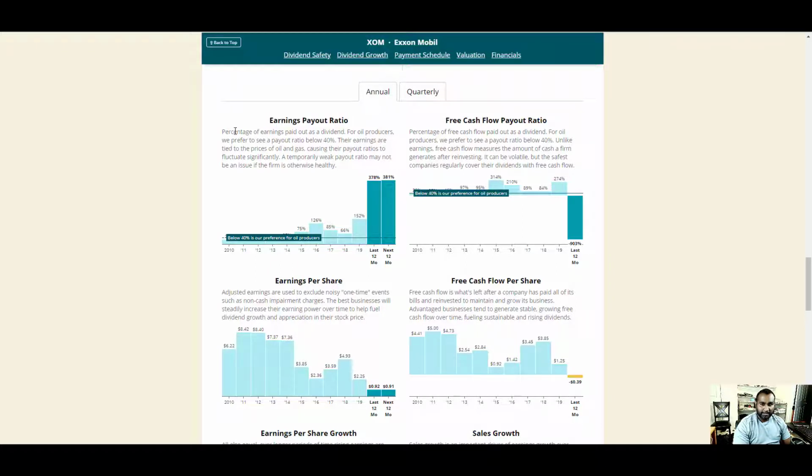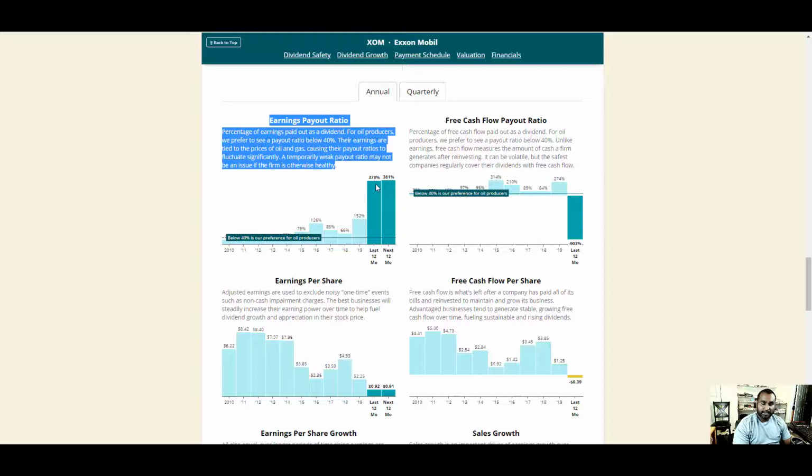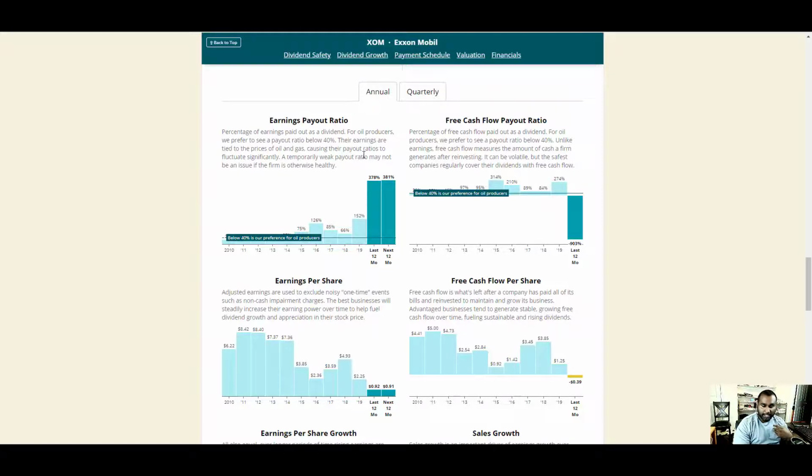Okay, let's look at this. Percentage of earnings paid out as a dividend. For an oil producer, we prefer to see a payout ratio below 40%. Okay, this is the key, guys, for dividend paying stocks. The earnings are tied to the price of oil and gas, causing their payout ratio to fluctuate significantly. A temporarily weak payout ratio may be an issue if the firm is otherwise healthy. What does this mean, guys? Tell me. 378%. In my opinion, this is what it means: the company cannot sustain this, okay?